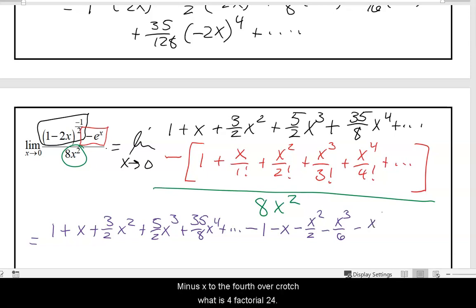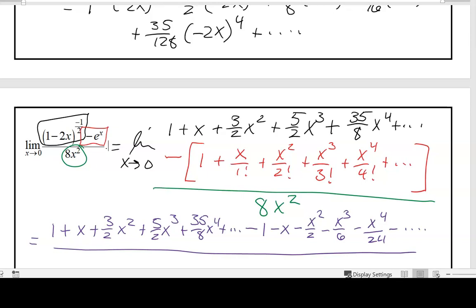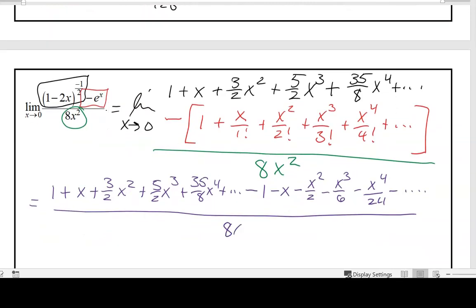Minus x to the fourth over, gosh, what is 4 factorial? 24? Minus so on forever and ever. All of this divided by 8x squared. This is what is now inside of our limit. If I can squeeze the limit at the front, I will try to do that. This is the limit as x goes to 0.